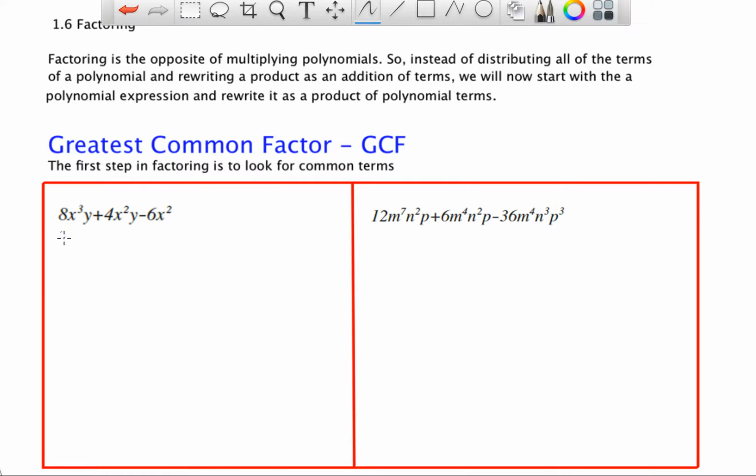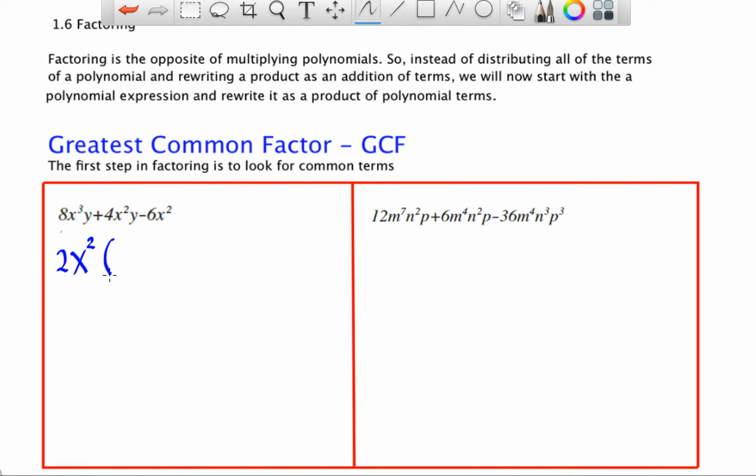So if I look at 8x cubed y plus 4x squared y minus 6x squared, I notice that the 8, the 4, and the 6 all have a 2 in common. So I can take the 2 and write that over here. Let's see, what else do we have? We have an x cubed, an x squared, and an x squared here. So they all share at least an x squared. And then we have a y, and we do not have a y there. So the y is not common to all three terms. So 2x squared is what you have in common.